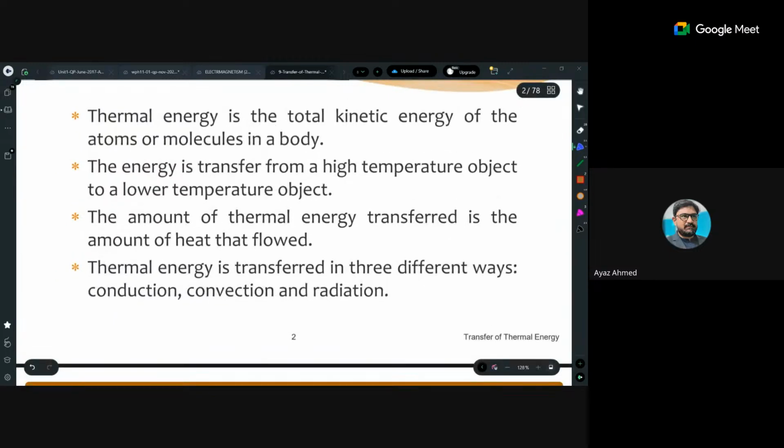Simply, the thermal energy is the total kinetic energy of the atoms or the molecules. We have to remember this thing, especially in gases. And energy is transferred from high temperature to low temperature. This is another point you have to remember, that the natural flow of energy is from higher temperature to lower temperature.